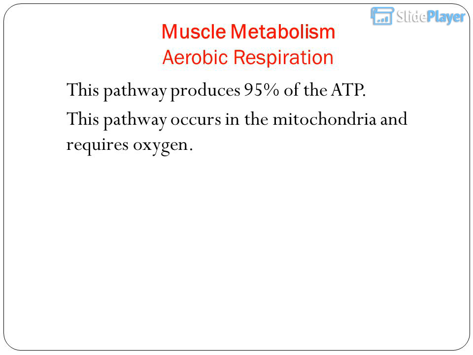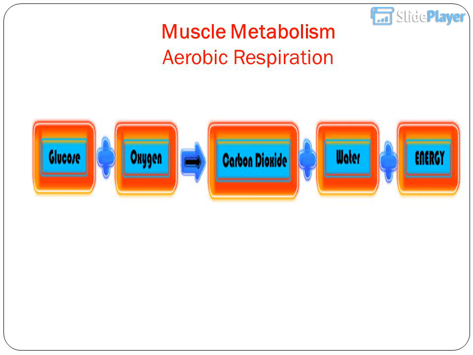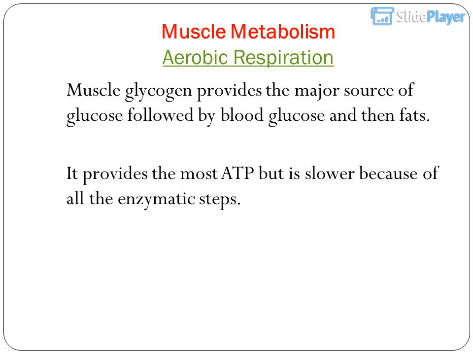Muscle metabolism, aerobic respiration. This pathway produces 95% of the ATP. It occurs in the mitochondria and requires oxygen. Muscle glycogen provides the major source of glucose, followed by blood glucose and then fats. It provides the most ATP but is slower because of all the enzymatic steps.